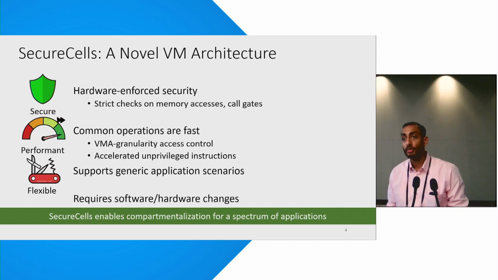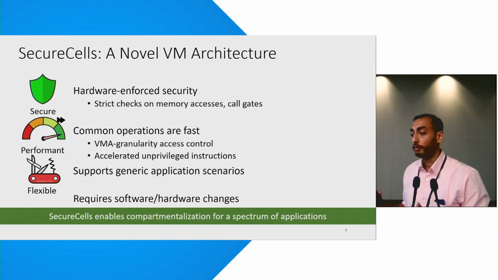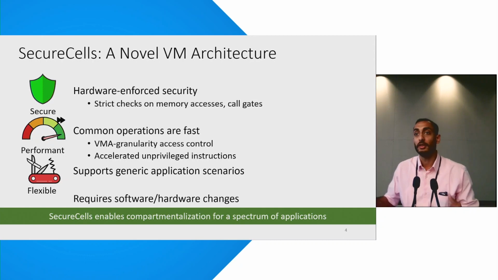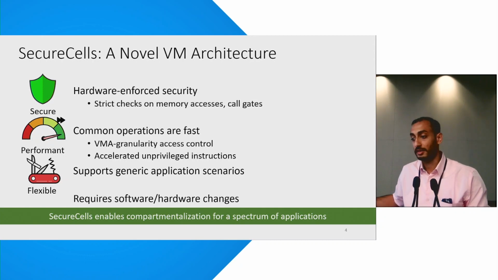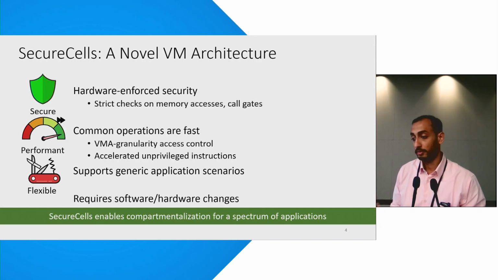For performance, SecureCells make sure that common operations are fast. We implement VMA granularity access control, which removes a lot of duplication of on-chip state, especially in the TLBs, and it allows this mechanism to scale to programs with much larger data sets than current ones. We also accelerate common operations with unprivileged instructions, which are 1 to 2 orders of magnitude faster than system calls.